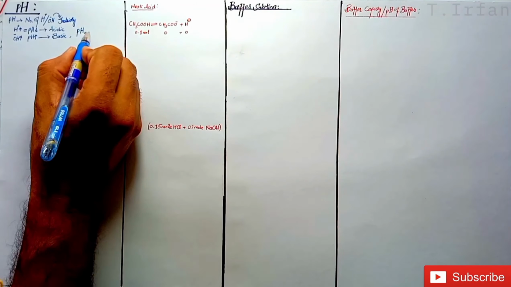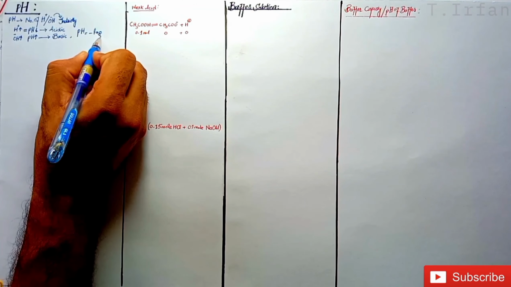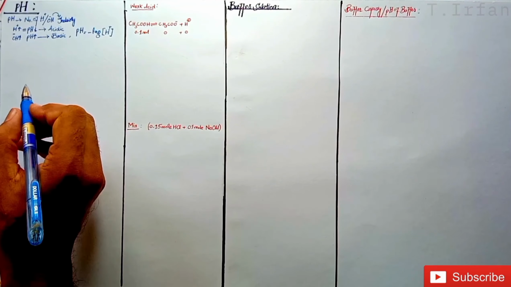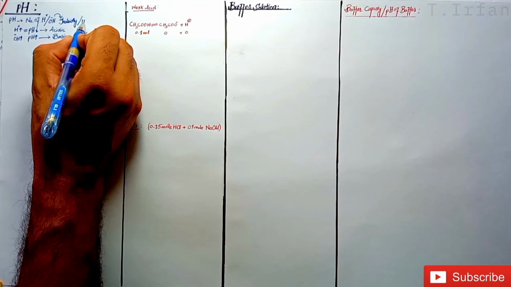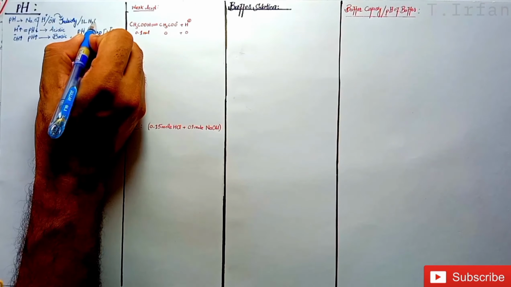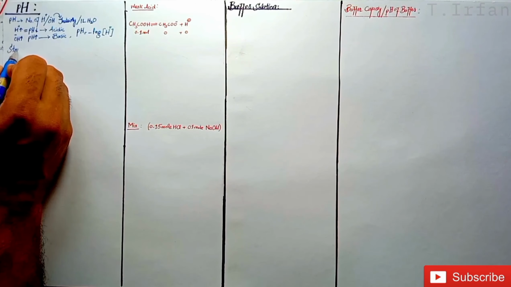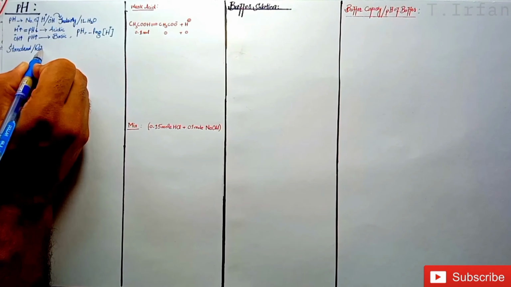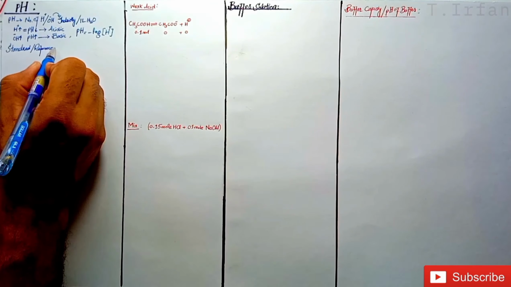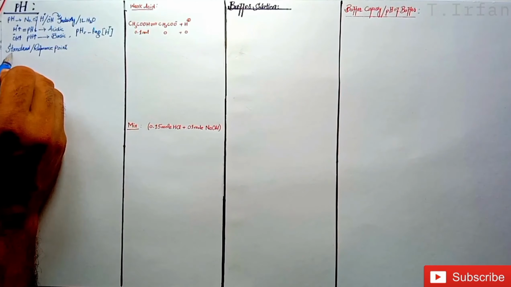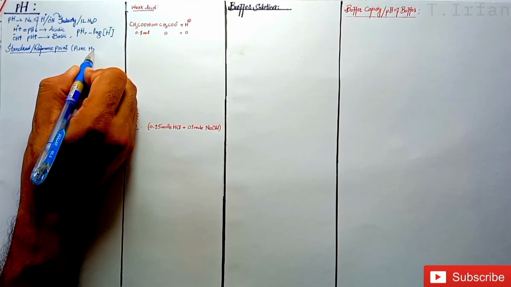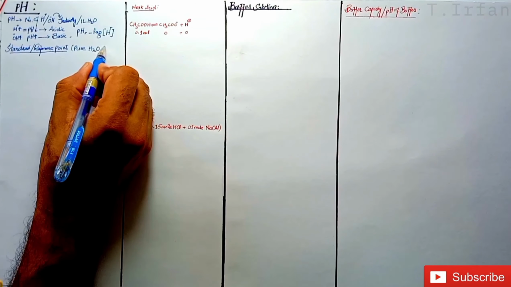Actually, the pH is the negative log of hydrogen ion concentration. This means that if there are more hydrogen ions, the pH will be lower. How can we say that the pH is lower or higher? We compare the pH with a standard or reference point, which is pure water at 25 centigrade. 1 liter of water has pH 7, which is the reference point.